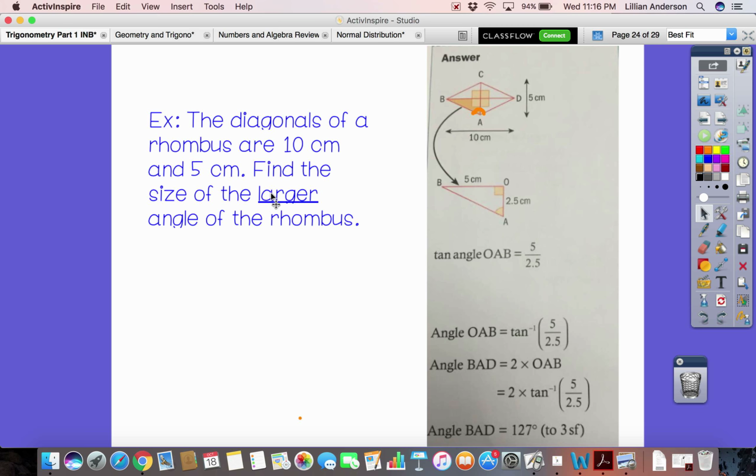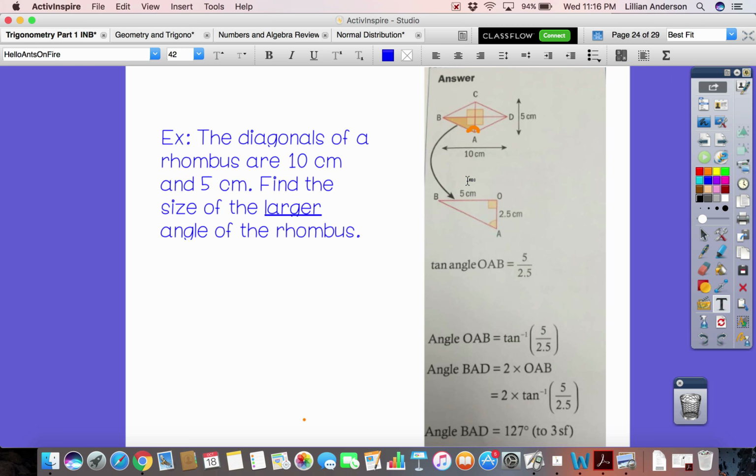So to find the measure of the larger angle, we would have to find this angle right here. This would create the larger angle. If you weren't sure, you could find the two angles and then recognize that A is the larger angle. And the diagonals do bisect the angle, so if we can figure out what this tiny little angle is, we would just double it to find the larger angle of the rhombus. Again, if we look at this triangle, 5 would be our opposite side, and 2.5 would be our adjacent side. And so we would be using tangent to find that tiny angle OAB.